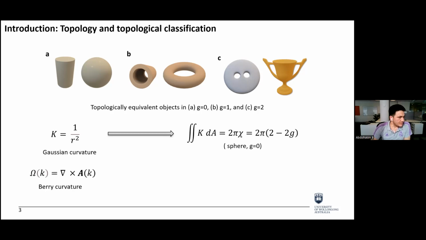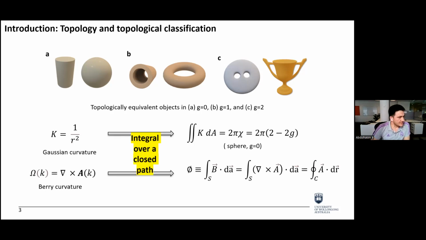When you take the integral of Gaussian curvature over a closed path, you get some integer number which is used to classify the topology of objects. Similarly, when you take the integral over a closed path of the Berry curvature, you get some integer number, which is also used for classifying the band structure of materials. There are many ways of classifying band structure, like Z2 classification or some other classification as well.